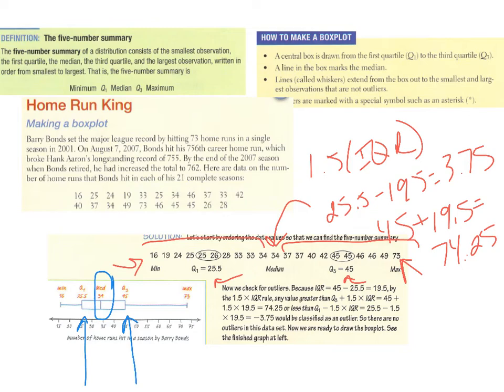My maximum value for this data set was 73. Okay, so my whisker only goes to 73. It does not go all the way to 74.25. That just indicates that anything above that would be an outlier. Okay, so my whisker stops at 73 because my data set stops at 73. Same with the minimum being down here at 16.